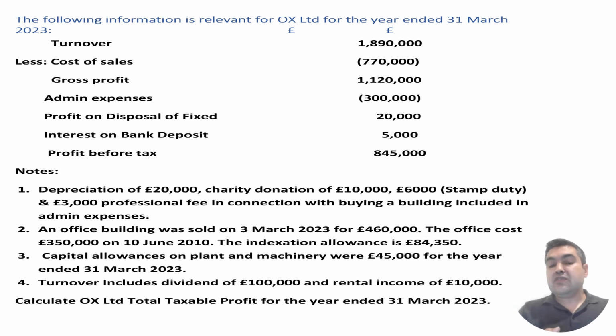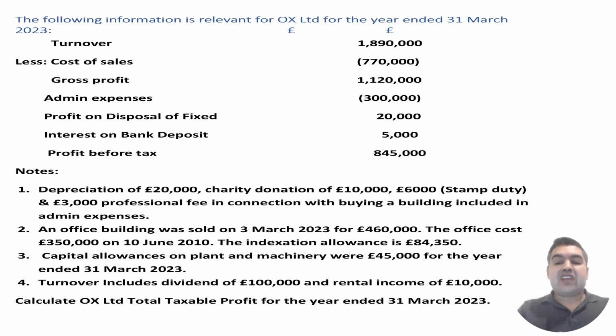Turnover includes dividend of 100,000 and rental income of 10,000. In exam, maybe the financial statement, or the profit and loss might be lengthy with many notes. The notes could include, like, a client entertainment and an employee entertainment. However, I will be making a separate video which will include which expenses are allowable for corporation tax, which expenses are not allowable. So you have to go through the list of expenses before you can answer the question.